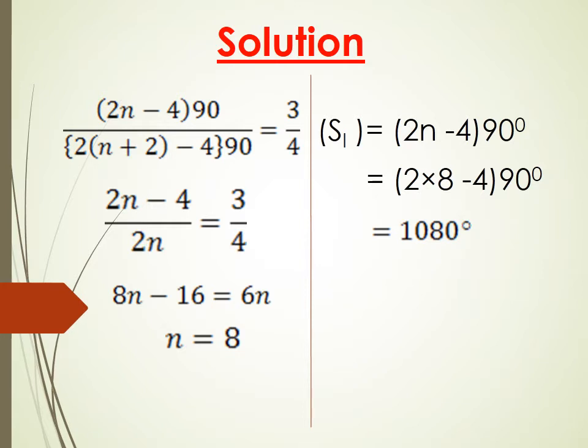This is because we are told that one of the polygons has N sides, and the other polygon has N plus 2 sides. We have 2N minus 4 over 2N is equivalent to 3 over 4. 8N minus 16 is equal to 6N. N is equal to 8. Sum of the interior angles is 2N minus 4, close the bracket, 90. And this gives us 2 multiplied by 8 minus 4, and then 90. And that gives us 1080 degrees.